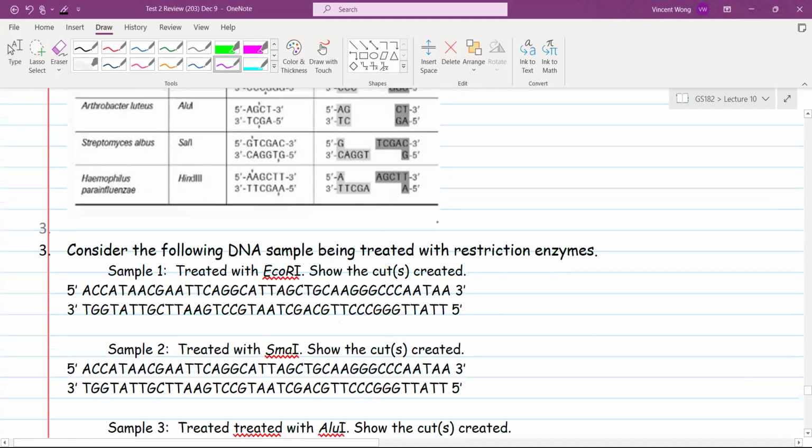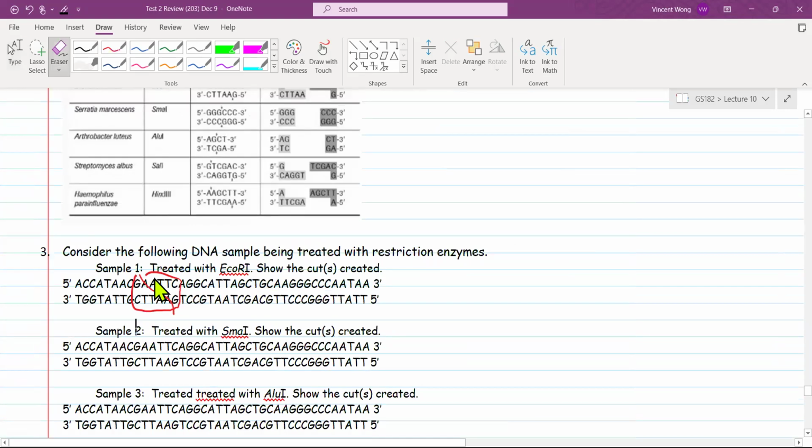GAATTC. So let's see. GAATTC is right here, right? GAATTC. It's gonna cut it once here. And is there another GAATTC? I don't think so. So that's it. You're gonna have two fragments. Okay, you're gonna have two fragments.